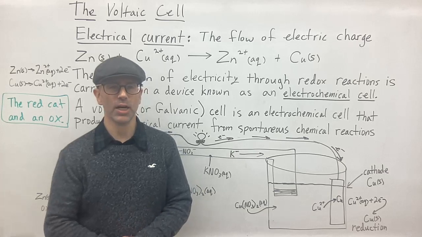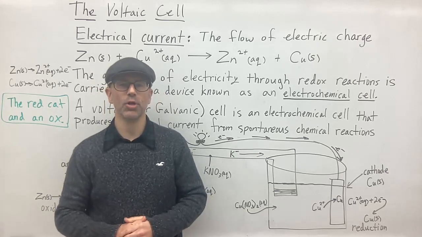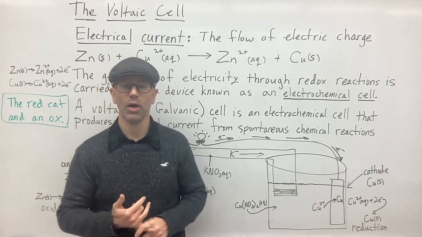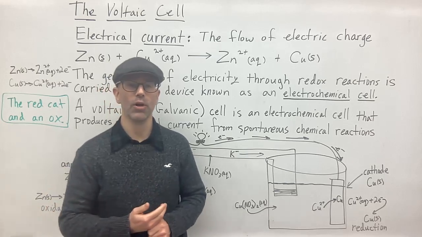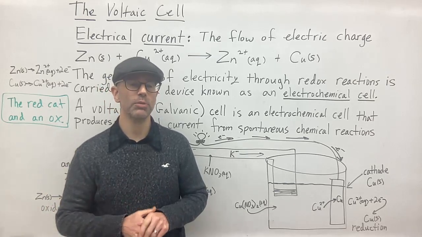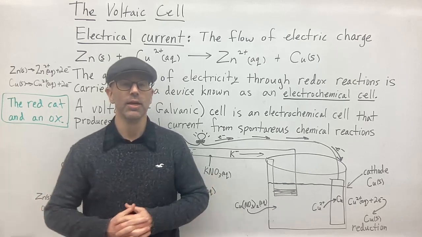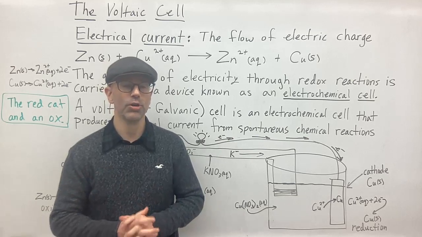So let's talk about electrical currents. Electrical current is the flow of electric charge. That can either be the flow of, say, electrons through a wire or between substances, or it could be a flow of ions through a solution. Both of those would count as electrical current.